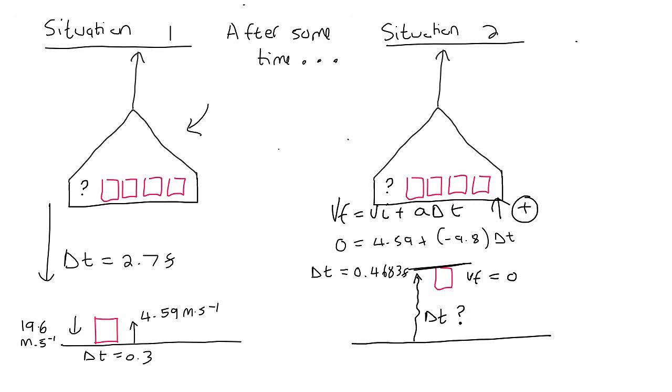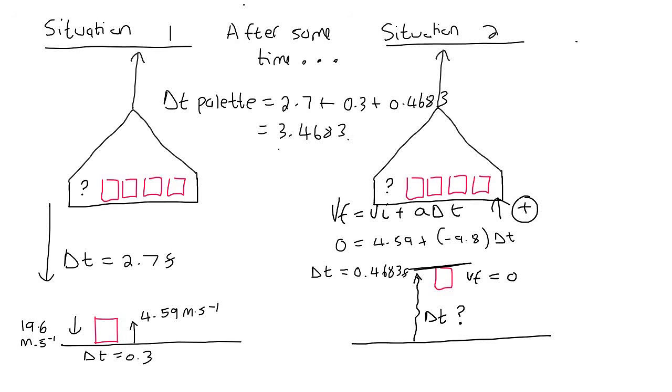So then, how long has the pallet been moving for? Well, we say delta t for the pallet will be this time, plus the time that the brick was in contact with the ground, plus the time that the brick takes to move upwards again to its maximum height. And if we had to work this out, we get 3.4683 seconds. That is how long the pallet has been moving upwards for.